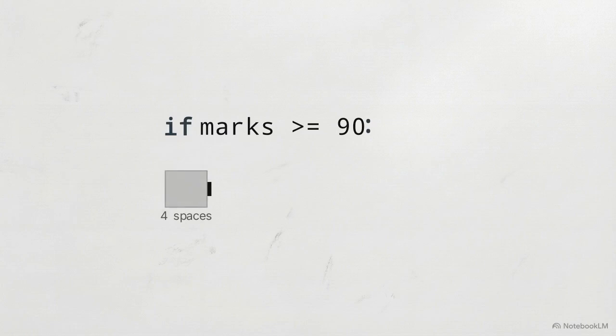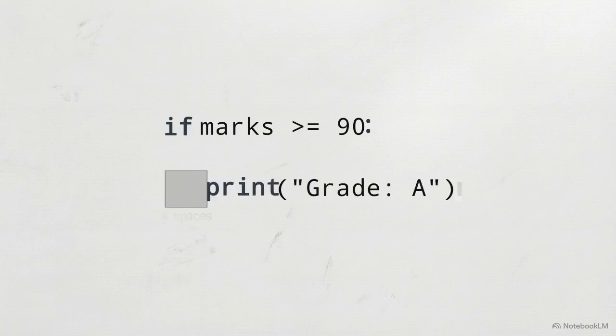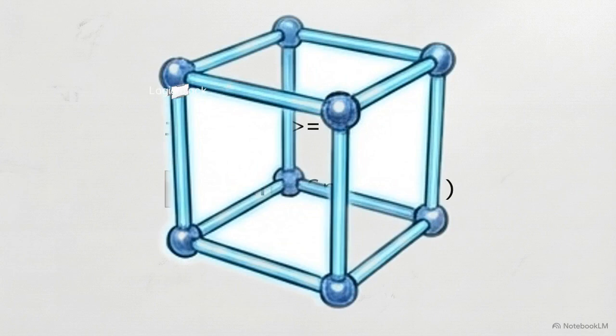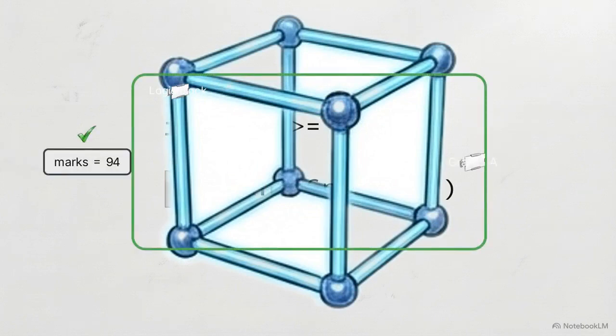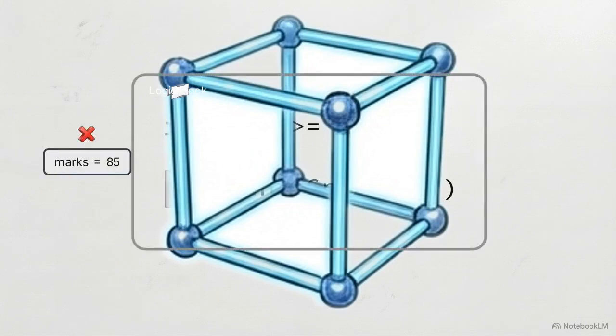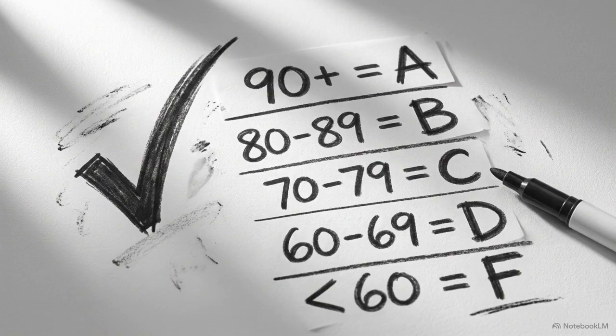Python uses this indentation, typically 4 spaces, to identify which actions belong to our if statement. Under this indent, type print grade A. This combination of the colon and the indentation creates a localized block of logic. The print command will only trigger if the student's score meets our 90-point threshold. That handles our top tier.